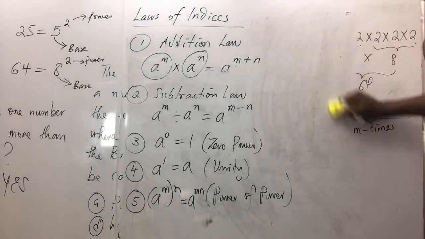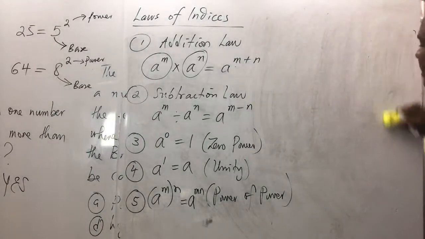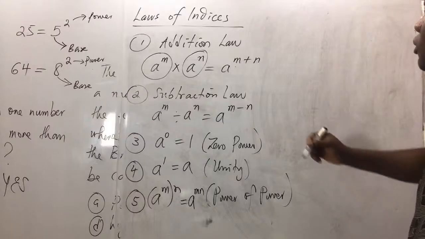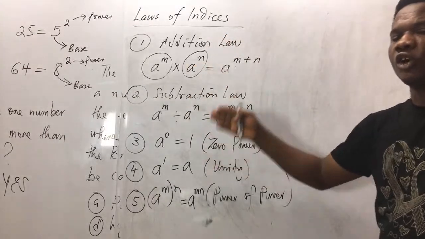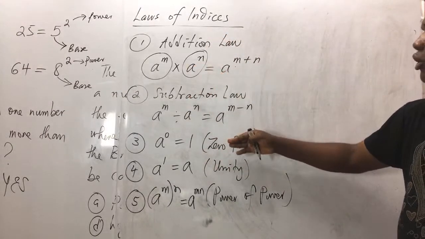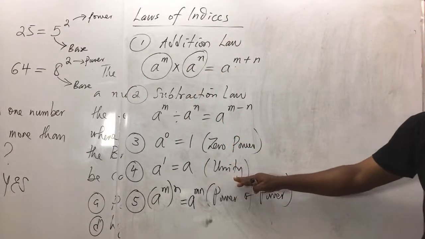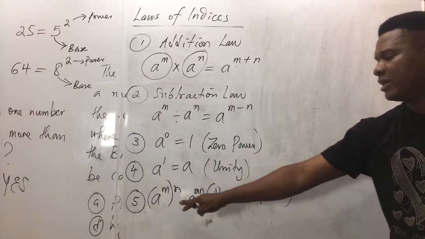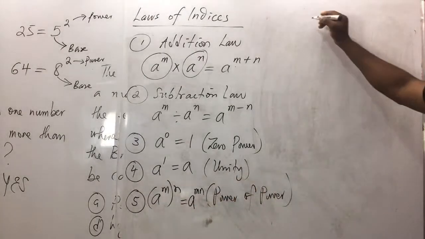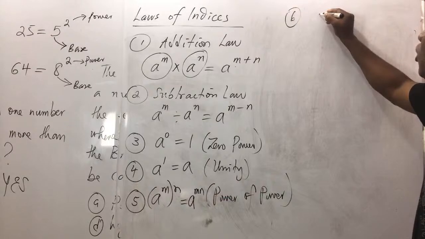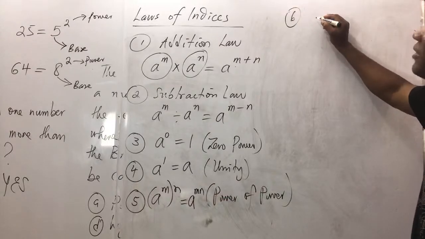So I told you that there are 10 laws. So in law number 1 we have the addition law. Law number 2 we have the subtraction law. Law number 3 we have the zero power law. Law number 4 we have the unity law. Law number 5 we have the power of power. Then law number 6 is called the law of negative index.